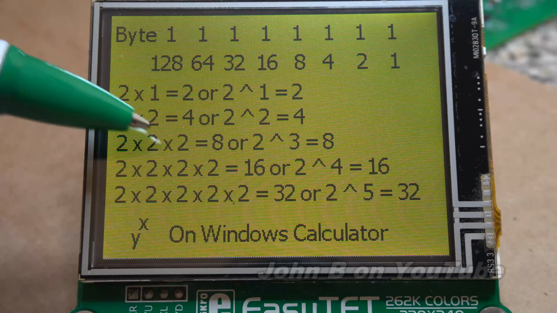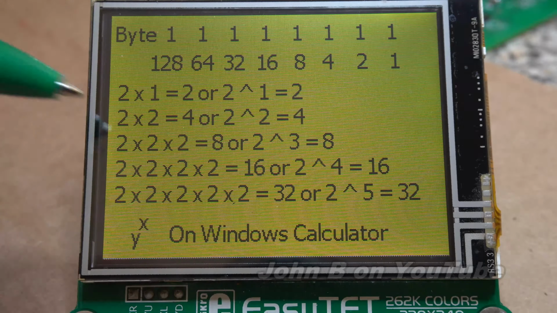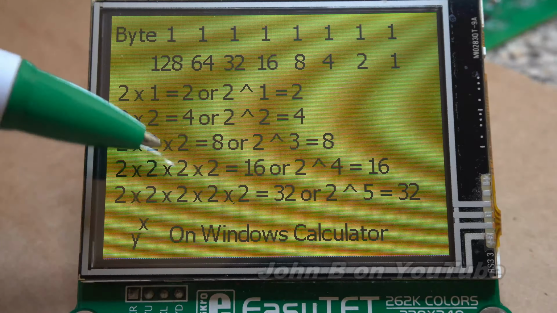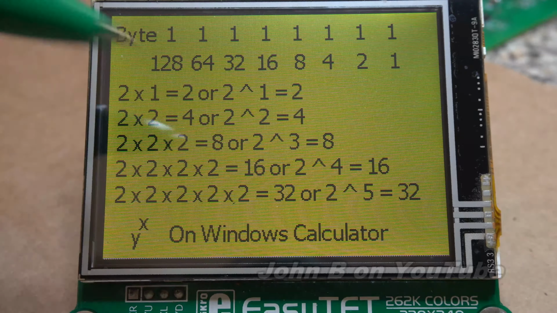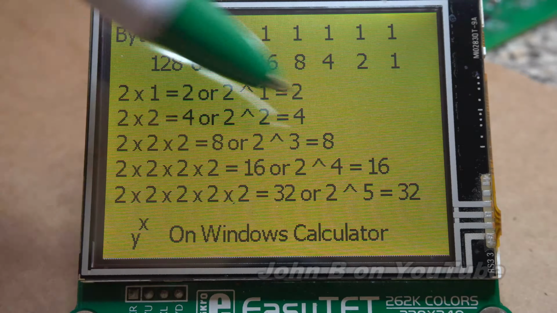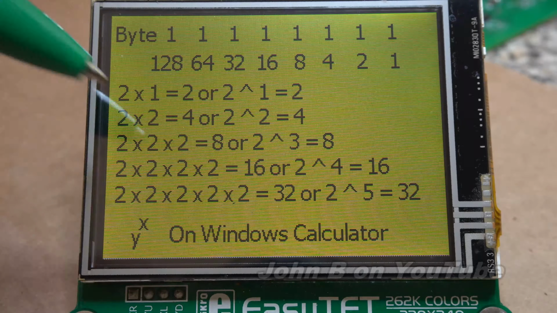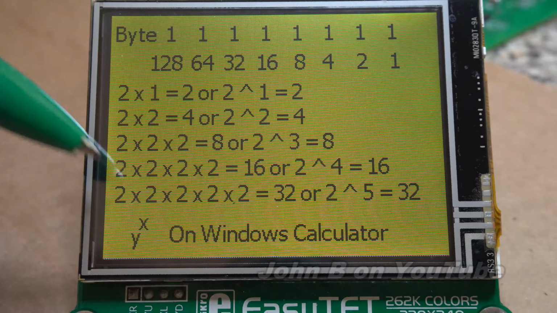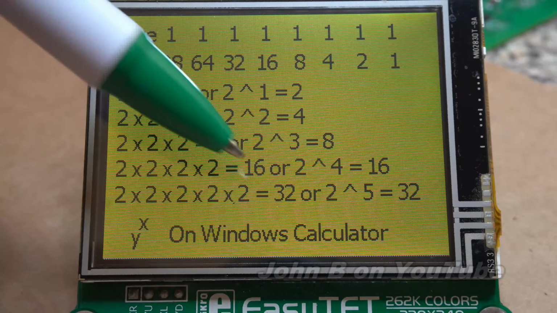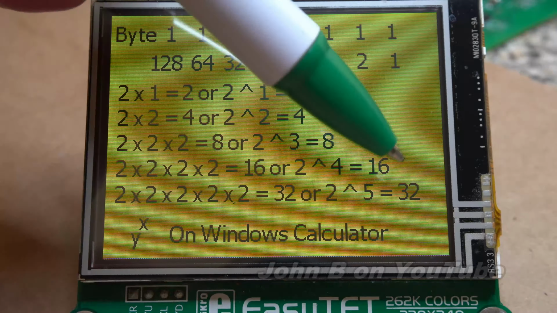2 times 2 times 2 equals 8, 2 to the power of 3 equals 8, because we've got 3 2's there. 2 times 2 times 2 times 2 equals 16, or 2 to the power of 4 equals 16, because we've got 4 2's there. And here we have 5 2's, 2 times 2 times 2 times 2 times 2 equals 32, or 2 to the power of 5 equals 32.